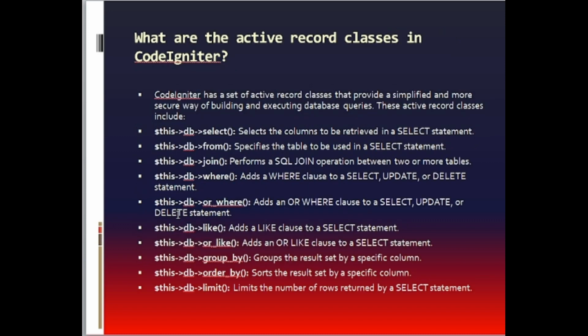Next question. What are the active record classes in CodeIgniter? CodeIgniter has a set of active record classes that provide a simplified and more secure way of building and executing database queries. These active record classes include the following, and you can read this.